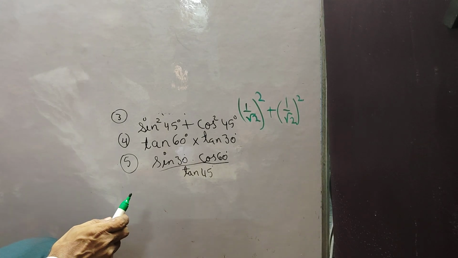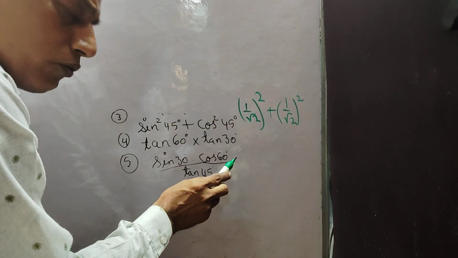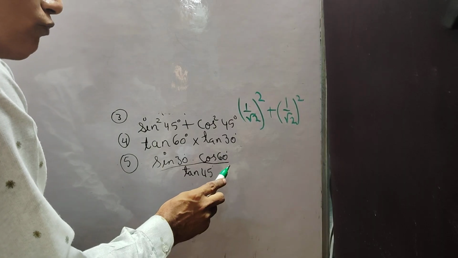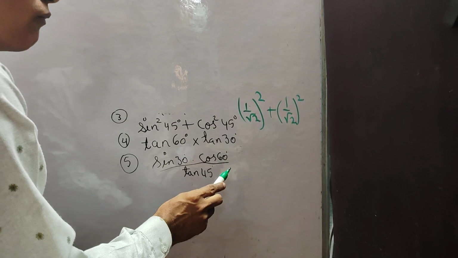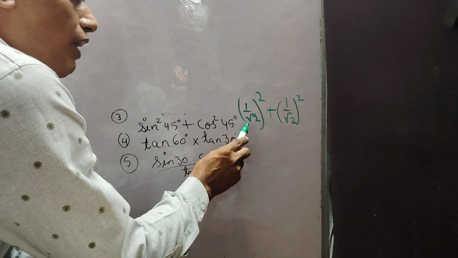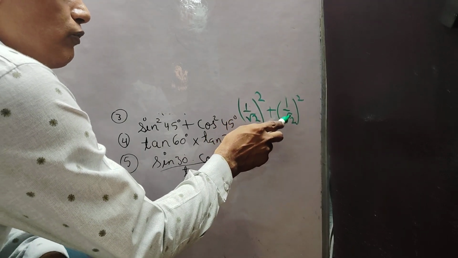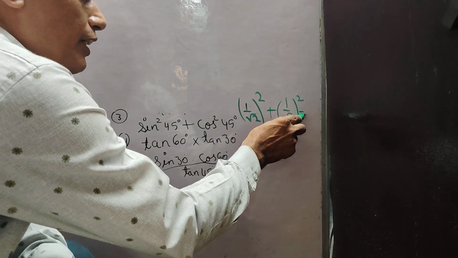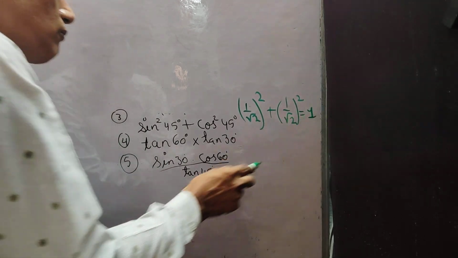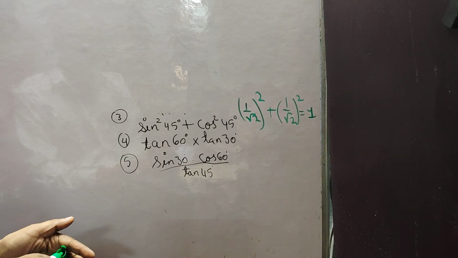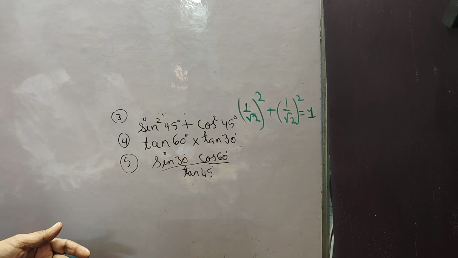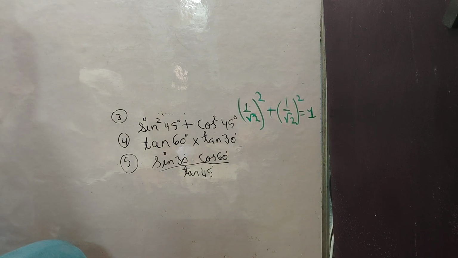Now square of root 2 squared is 2. So it becomes 1 by 2 after squaring, and here also we get 1 by 2. So 1 by 2 plus 1 by 2 we get as the final answer 1.